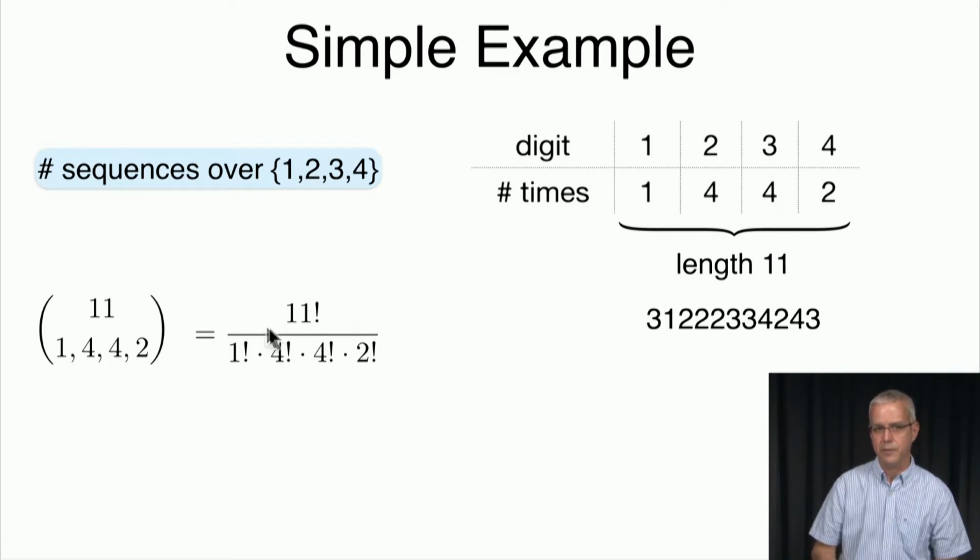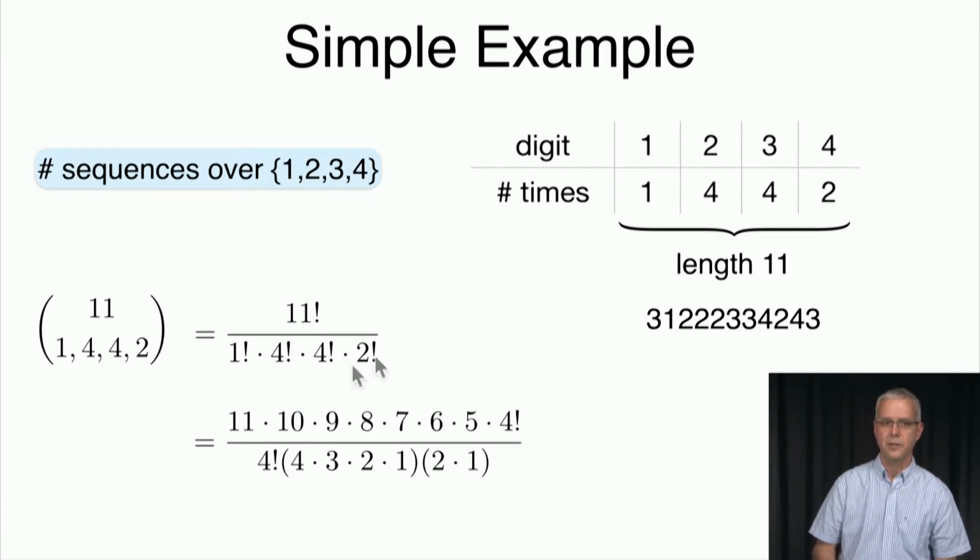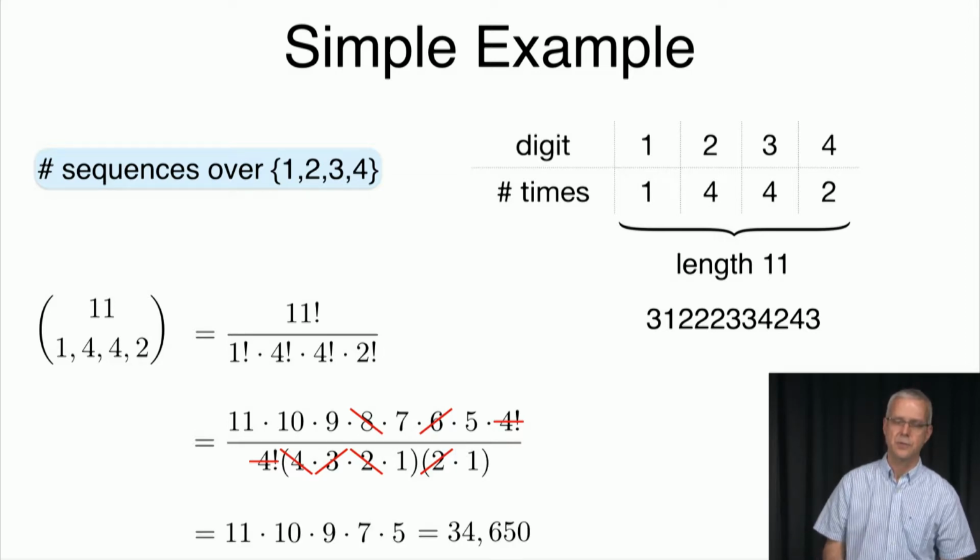And when you cancel the terms that appear there, you'll get 11 factorial divided by 1 factorial, 4 factorial, 4 factorial, 2 factorial. And you open up, you get 11 times 10 times 9 times 8 and so on times 4 factorial, and then divide by 4 factorial, 4 factorial, 2 factorial. Okay, and there's a lot of cancellations going on. 4 factorial cancels 4 factorial, and then the 4 and the 2 cancel with the 8 and so on, and then the 6 cancels, and that gives you this number, which is 34,650.